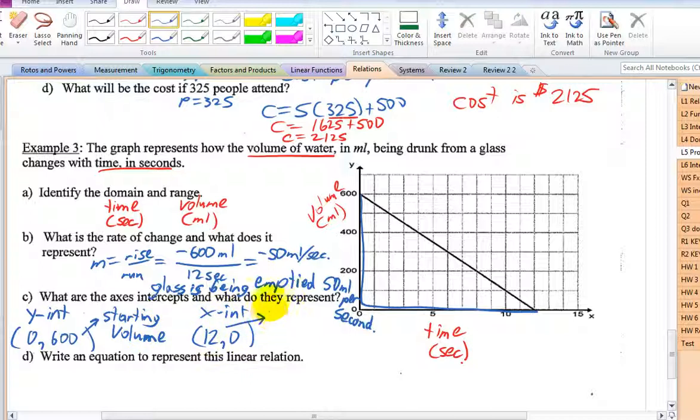What does the 12 represent? 12 seconds represents the time to drink 600 milliliters, or you can put the time to empty the glass, something like that. Okay? So you want to be descriptive of your intercepts. They represent stuff. So we should really put 600 milliliters and 12 seconds.